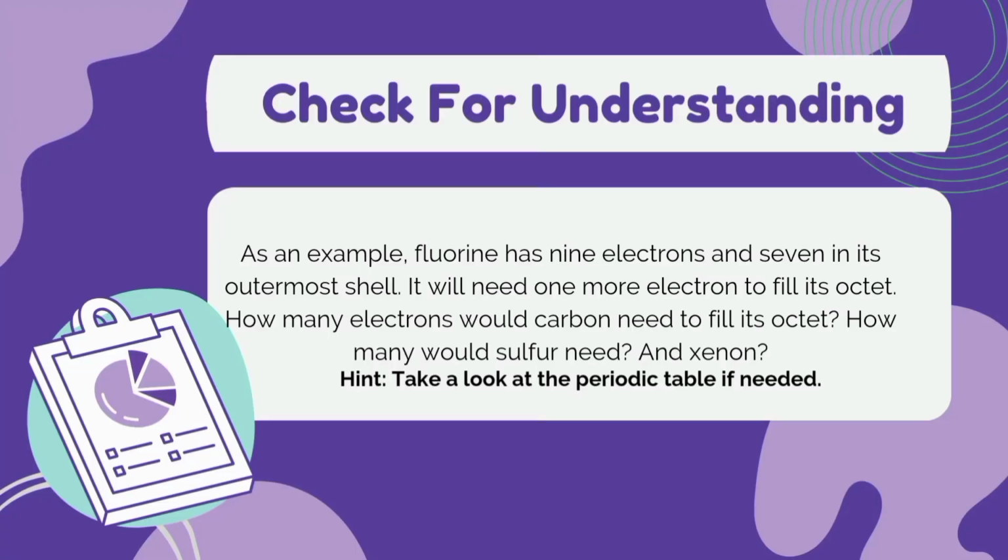Check your understanding. As an example, fluorine has 9 electrons and 7 in its outermost shell. It will need 1 more electron to fill its octet. How many electrons would carbon need to fill its octet? How many would sulfur need? And xenon? Hint: take a look at the periodic table if needed.